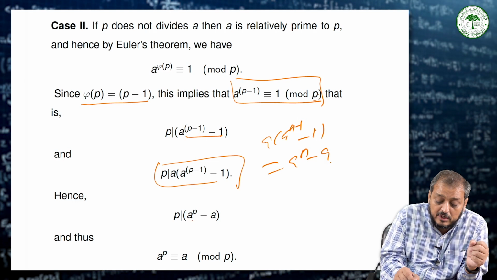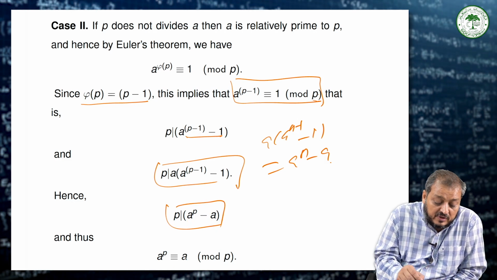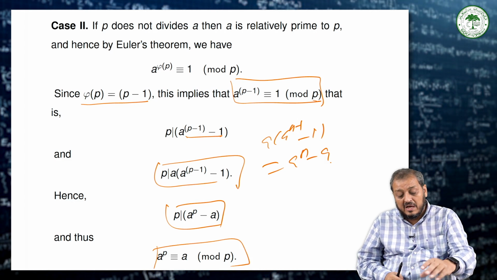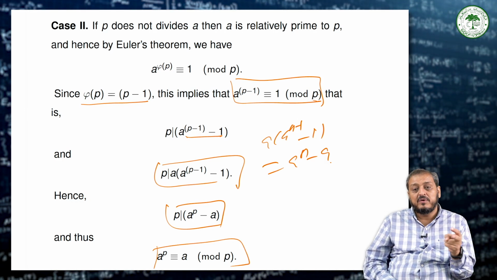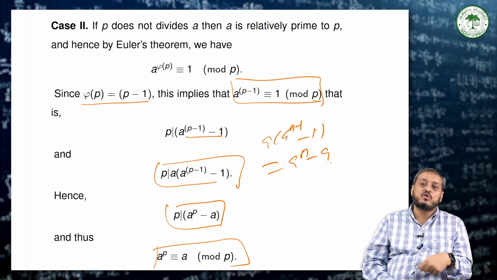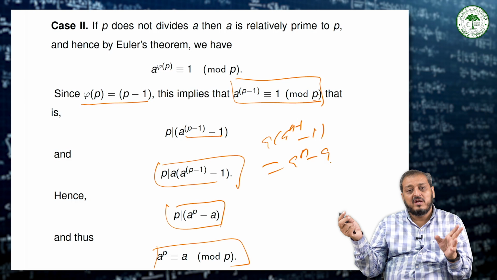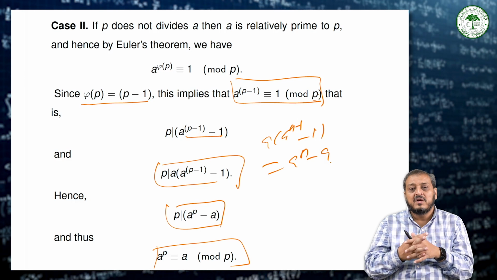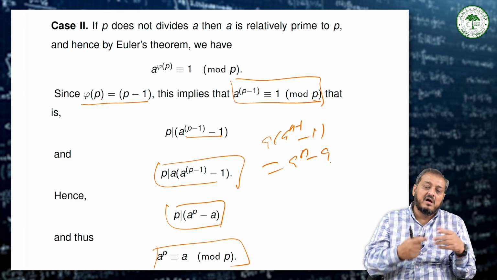So p divides a to the power p minus a, which means a to the power p is congruent to a mod p. So in both cases: if p divides a, we show that a to the power p is congruent to a mod p. If p does not divide a, then p and a are relatively prime, and by Euler's theorem a to the power phi of p is congruent to 1 mod p.